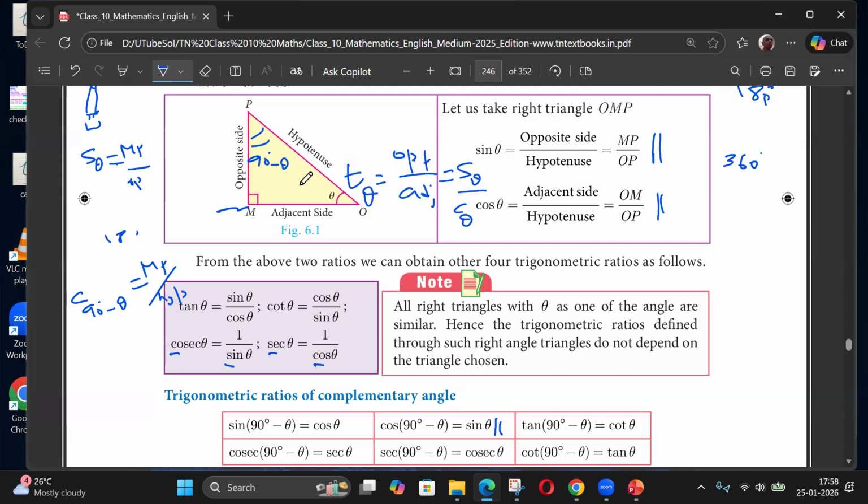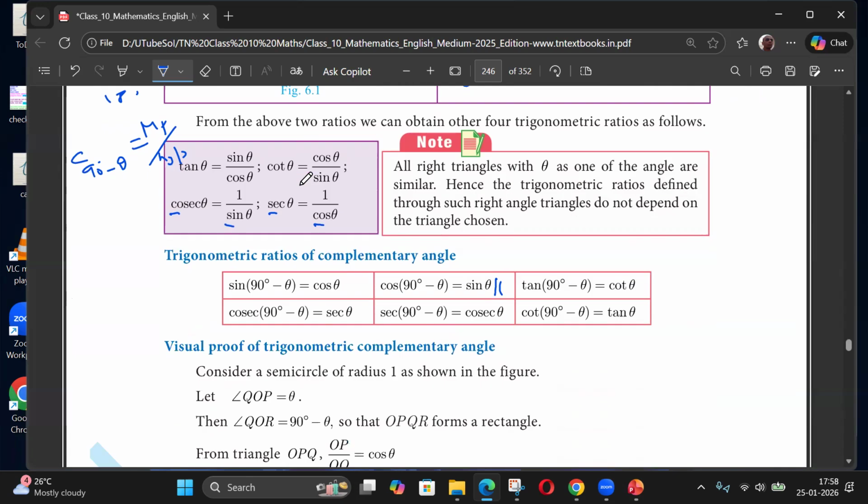Okay, so these things can be checked. Sine will become cos, and cos will become sine. So these are complementary. Tan will become cot, and cosecant will become secant, and secant will become cosecant, and cot will become tan.